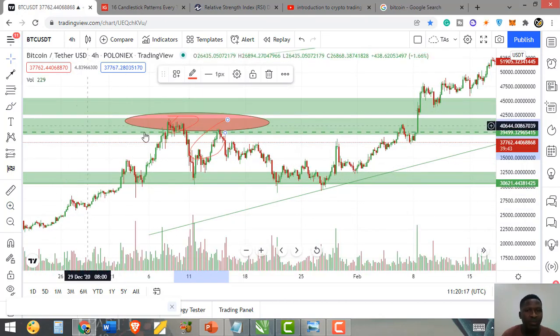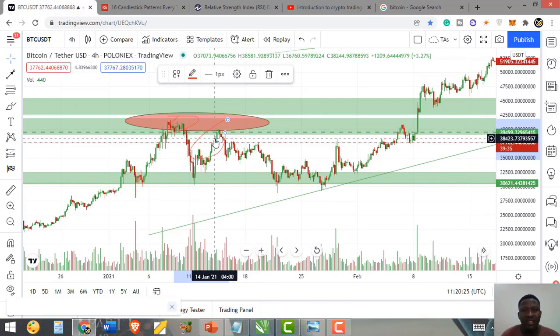This is a double top. Now you can see the first top. Look at the second top. And now, double top is what? A bearish chart pattern.